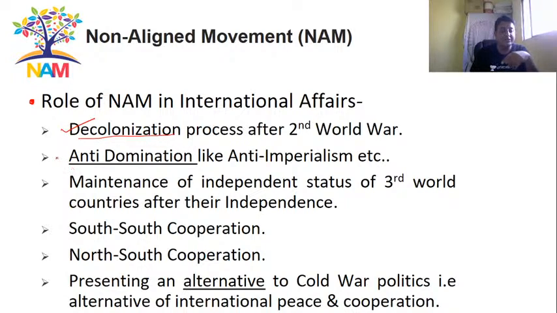Second role, anti-domination, as I mentioned: anti-imperialism, anti-racism, anti-colonialism, whatever the anti is there, anti-domination. Clear? So NAM rejected the idea of dominance of one country over the other, and that's the role NAM played since its beginning. Next important thing, maintenance of independent status of third world countries after their independence.